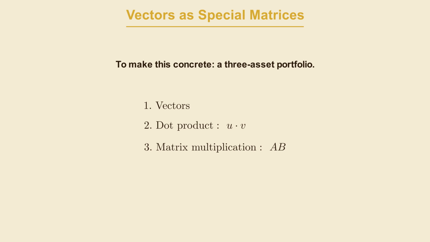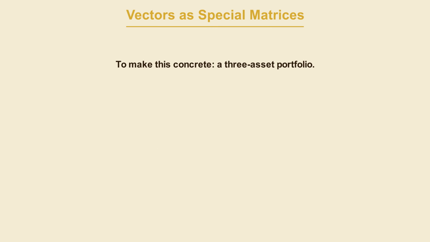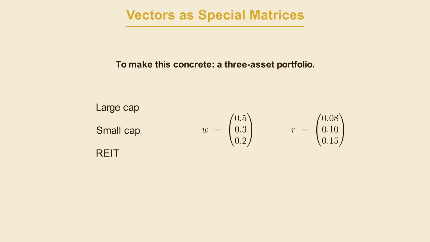To make this more concrete, we're going to start with a small portfolio. Ruth is studying a three-asset case: a large cap equity, a small cap equity, and a REIT. The weights vector lays out how much of each asset is held in the portfolio. The returns vector records what each asset returned over a single period. Both will be three-element vectors. Once they're set up, the portfolio's overall return comes out of a single dot product.